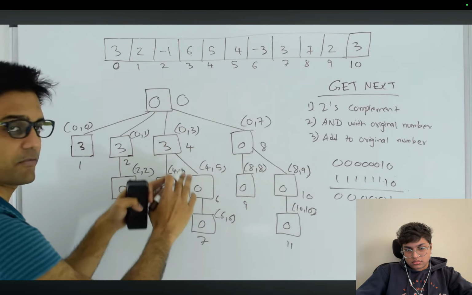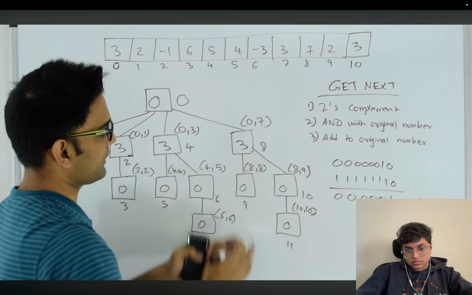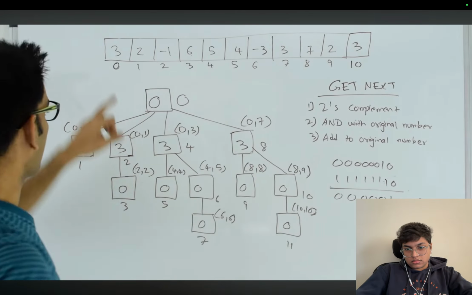Then we again use the same formula, 4 and 4, and get the next one, which will be 8. So this will also become 3. And then we use the same formula to get the next after 8, and that will be greater than 11, so we stop the process.